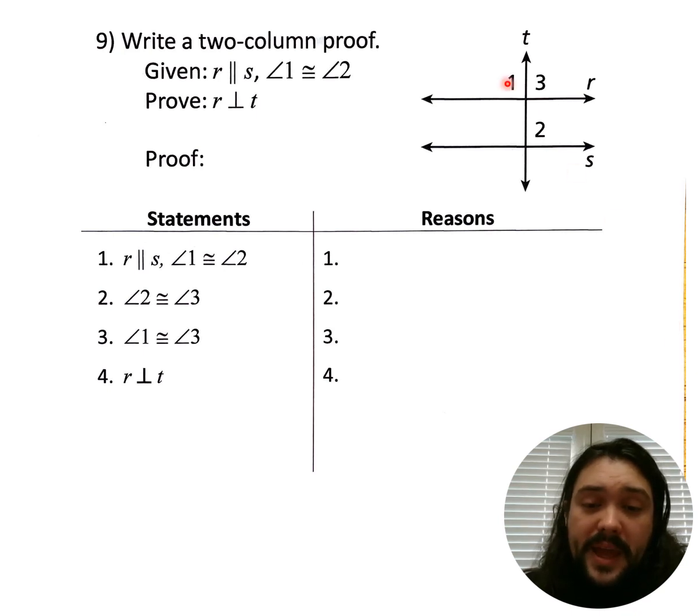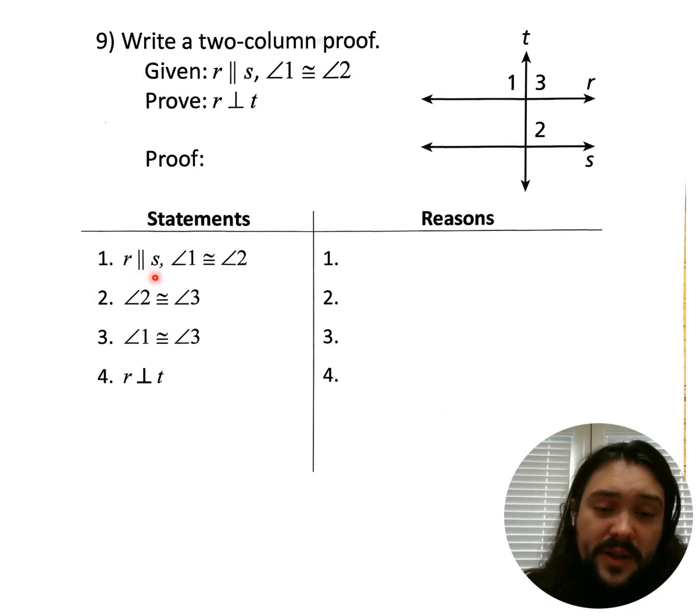Okay, we know that angle 1 is congruent to angle 2. How do we know that R is perpendicular to T? So R and T are perpendicular. Well, we can start off with our given. R is parallel to S, angle 1 is congruent to angle 2. That's all given to us.